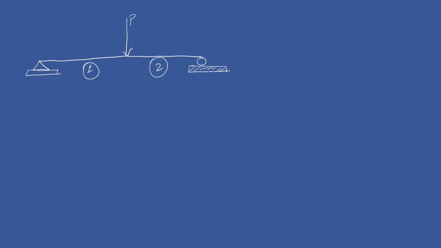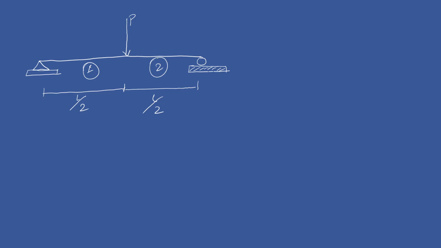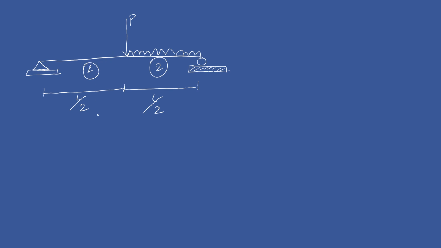Then you are applying a point load to the middle of the beam. The first part of the beam is this, the second element of the beam is this. From here to this distance is L by 2, this distance is L by 2, the whole length is L, and then you have a distributed load at the right hand side of the beam.